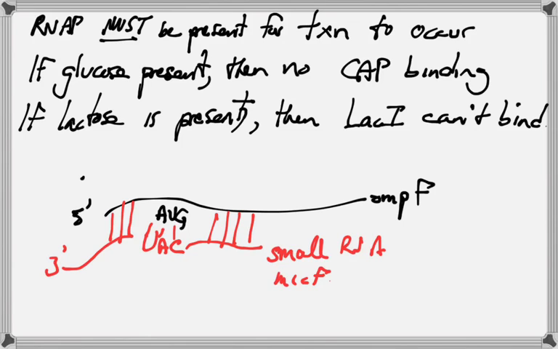And we find this not only in prokaryotes, but we find examples exactly like this in eukaryotes as well. So there's a lot of diversity in how genes are regulated.